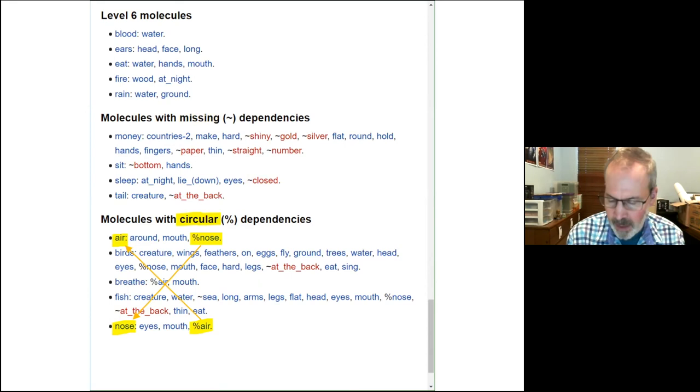So that's what molecule dependency reports look like for English. Similar reports are also generated for Chinese and Finnish.